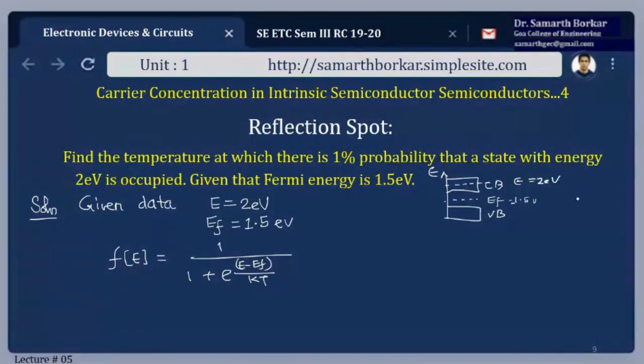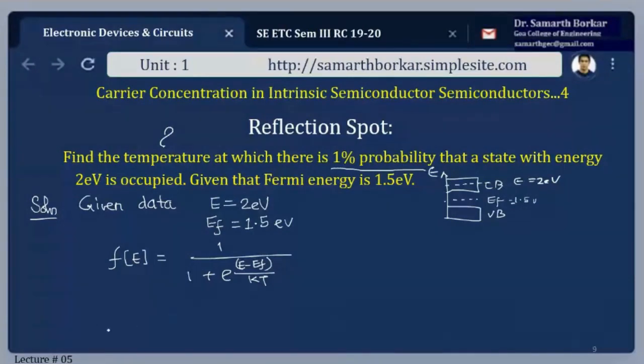Now, what is the task here? What is the objective? We are told to find out for this particular setup and for E equals 2 electron volt, whether there will be electron present or not. Okay. So there's a probability of 1%. It's already given that there's a probability of 1%. So what should be the temperature? So what is asked is the temperature. Find the temperature so that there is 1% probability that there will be electrons at this energy level E.